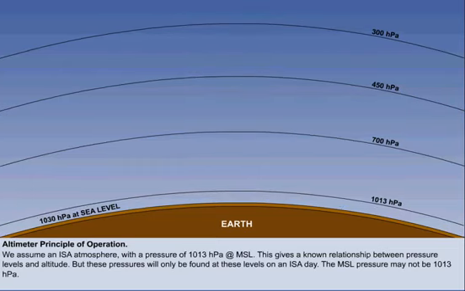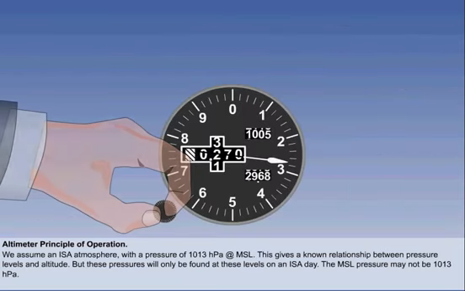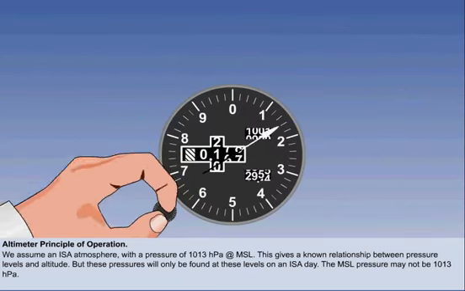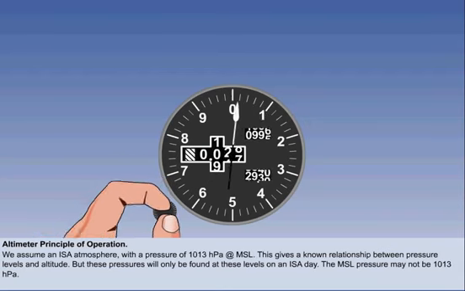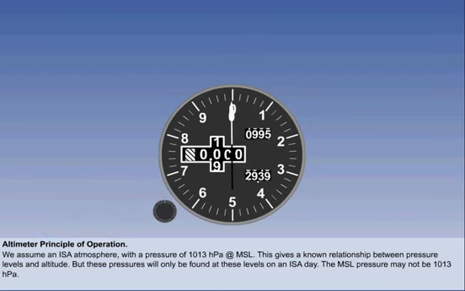We can solve this problem by altering the subscale setting of our altimeter, so that the instrument is reset to read 0 for the mean sea level pressure at the time. If the airport were at sea level and the sea level pressure were 995, this is what we must do. If we fail to do so, we have an error, which is given the name barometric error.